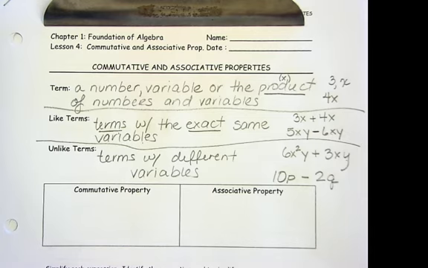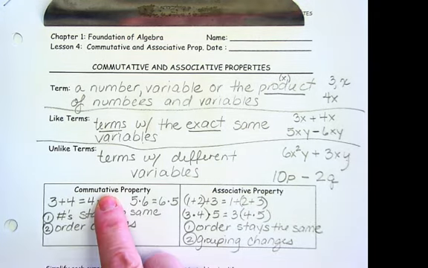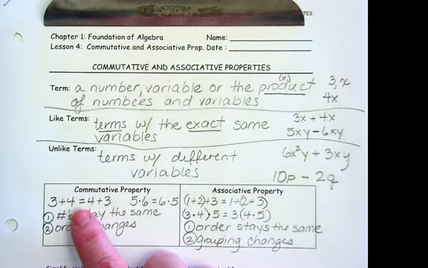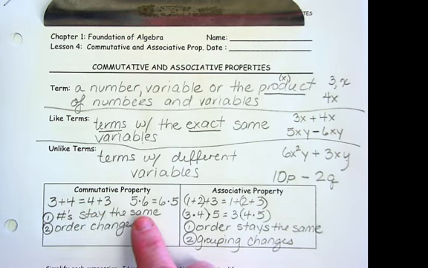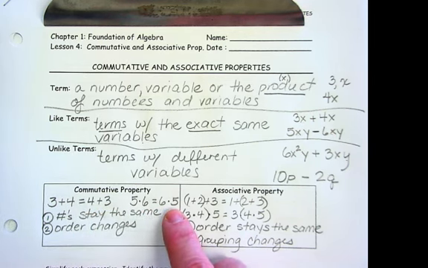Now, commutative and associative property. I challenge you, pause the video and write an example of numbers with commutative and numbers with associative property. Remember, there should be two types because there's addition and multiplication for both of them. Try.